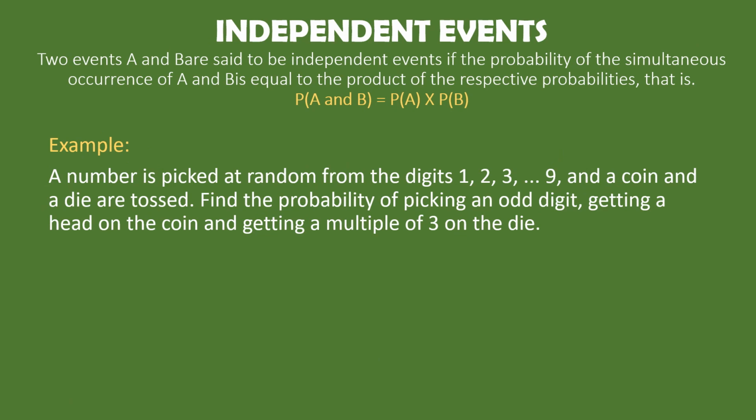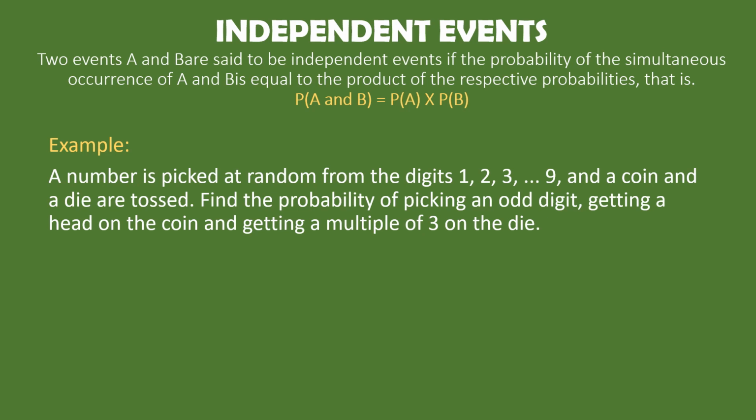And last, we have the independent events. This means that two events, A and B, are said to be independent events if the probability of the simultaneous occurrence of A and B is equal to the product of the respective probabilities. That is, P of A and B is equal to P of A times P of B. When we say independent events, even if the events happen at the same time, they do not affect each other.